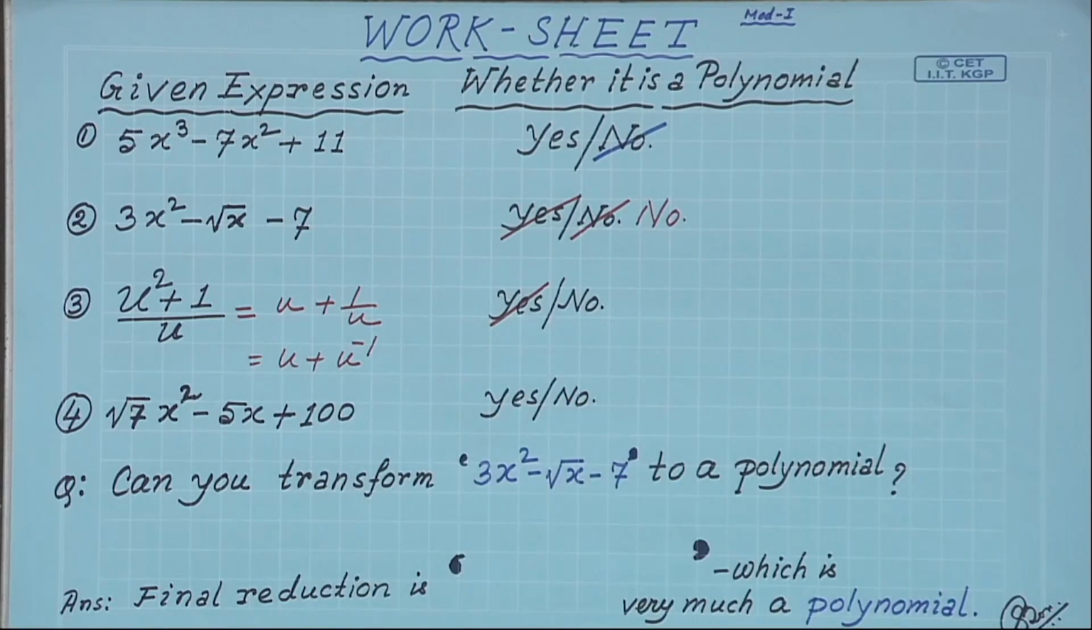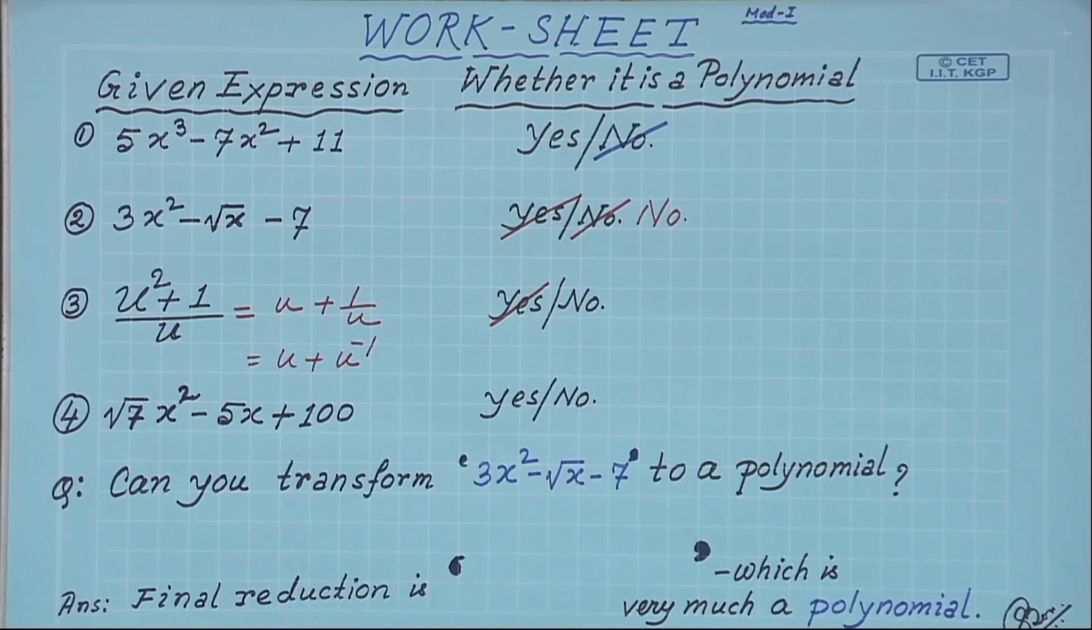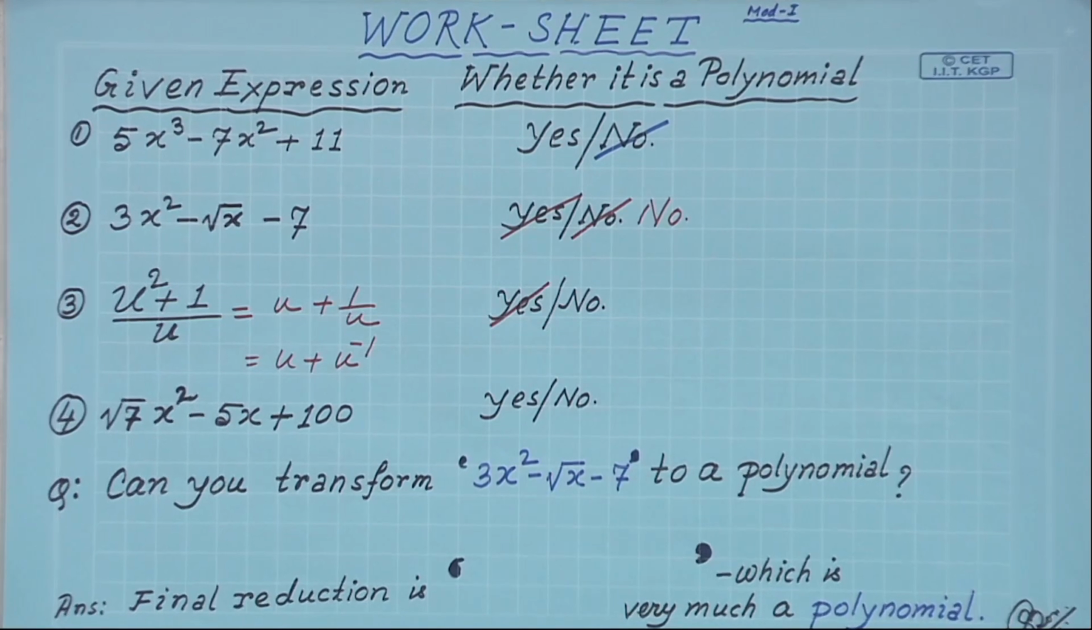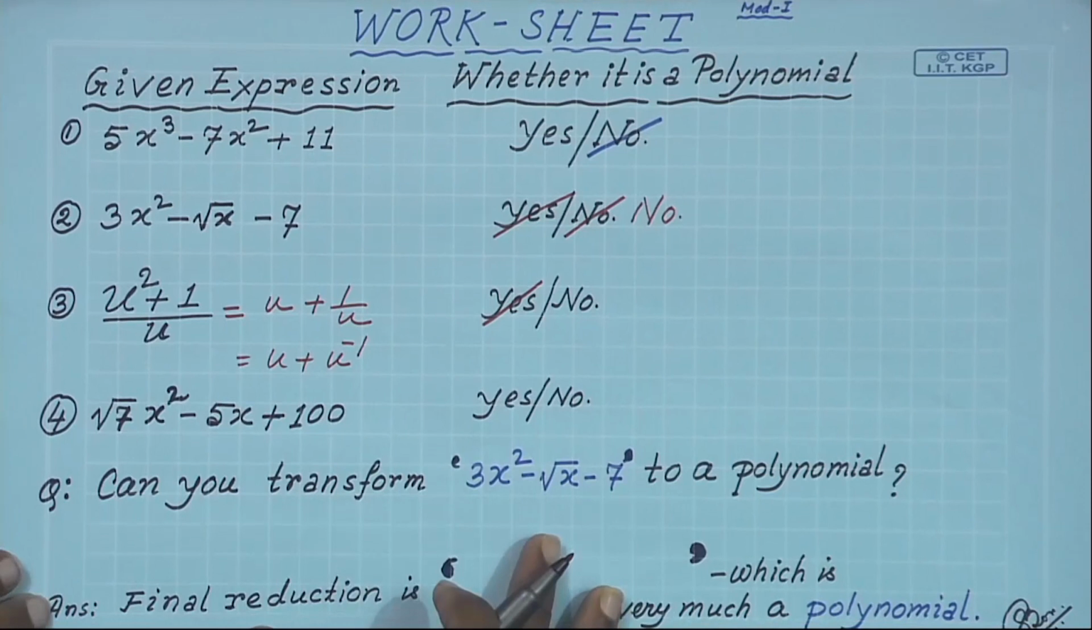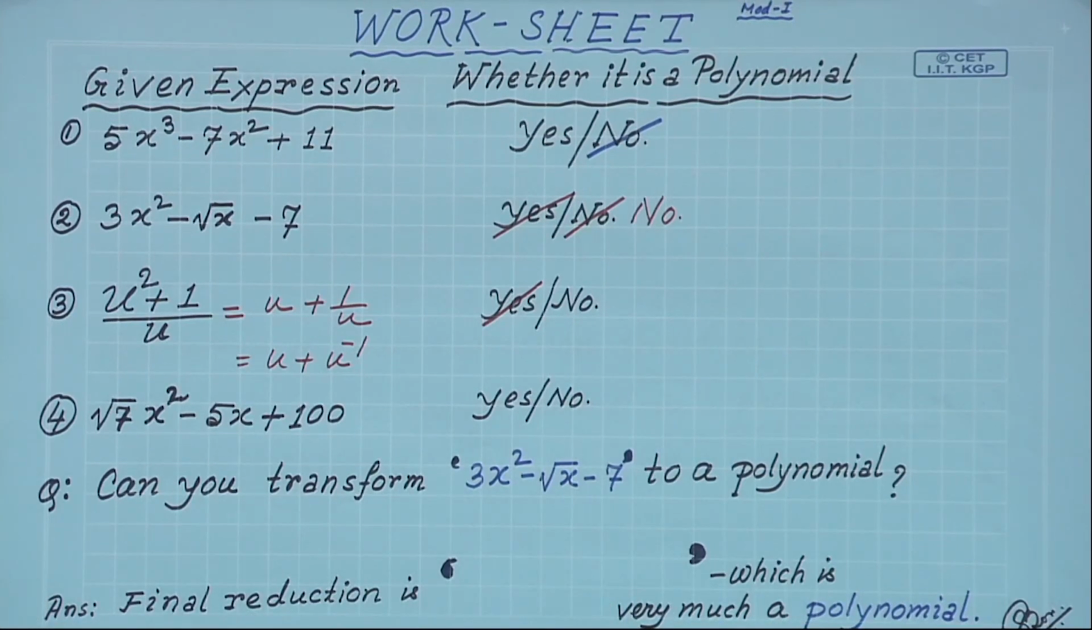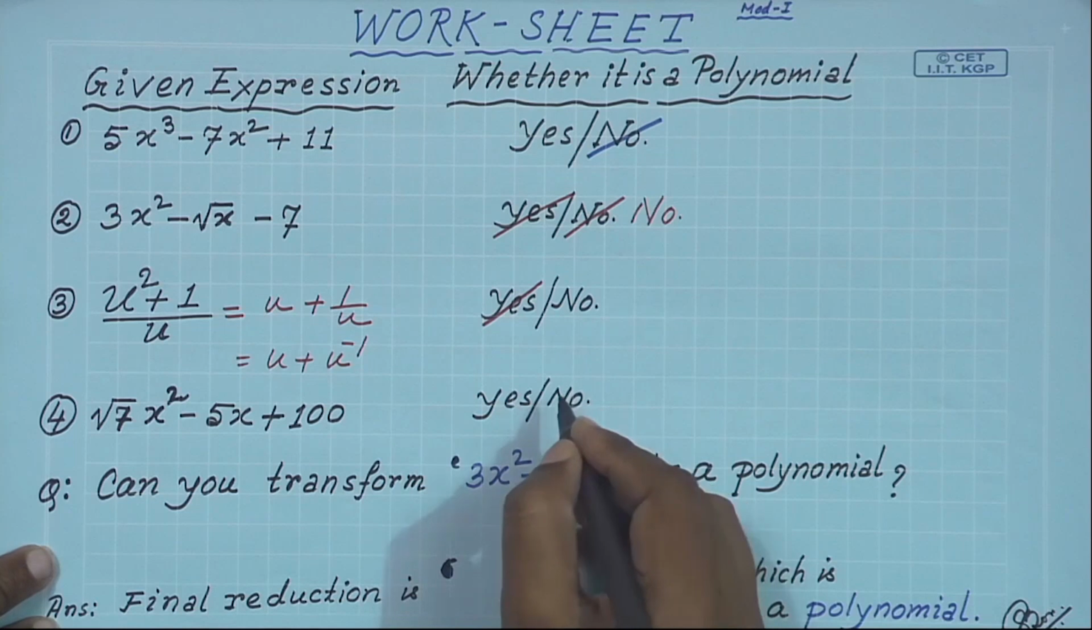Okay. And for the fourth one, it is a polynomial because the indices of the powers are whole numbers, that is 2, 1 and 0. But the coefficient for the first term is an irrational number, root 7. But do not consider that, we have to check only the indices of the powers. Okay. It is a polynomial.